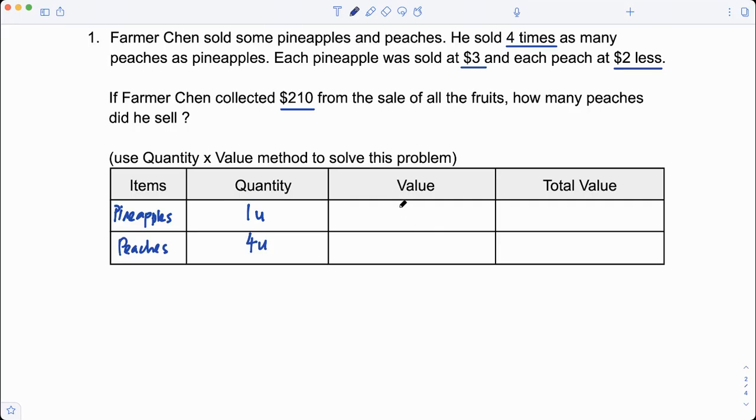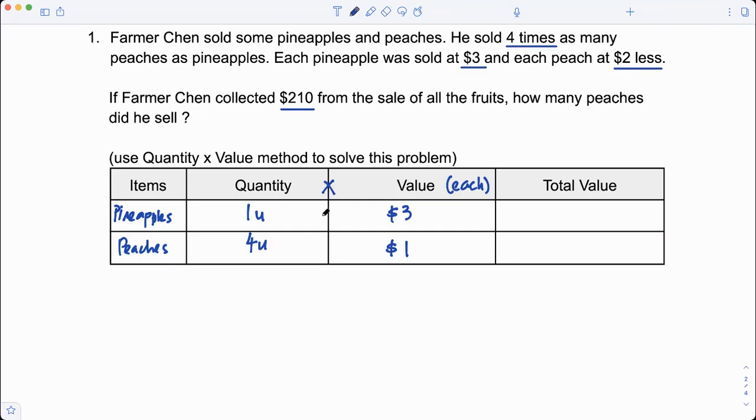For each pineapple, it is sold at $3. So this value represents the value of each of the item. And for peach, each peach is sold at $2 less than the pineapple. So $3 minus 2 is 1. And there we have it. So we have quantity times value.